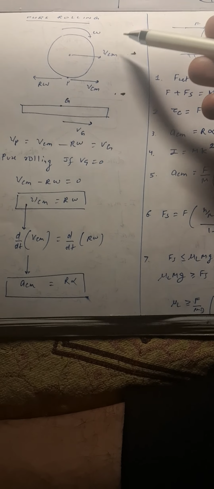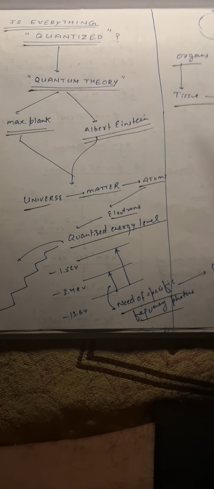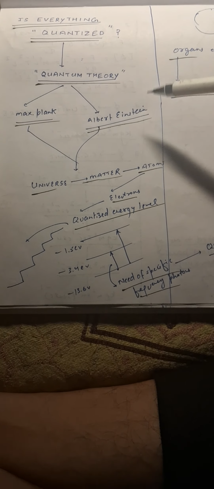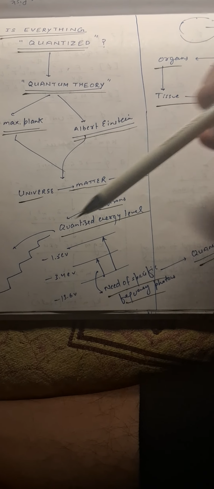Then we have the condition for pure rolling, its implementation, calculation of various parameters, numerical problem based on that. Then we have another video on quantization, on quantum theory, which is ultimately related to the energy level of electrons and which also maps with the energy level of humans, what we feel. So it's a coordination between physical and metaphysical dimensions of life, or you can say between the brain and the mind and their coordination.